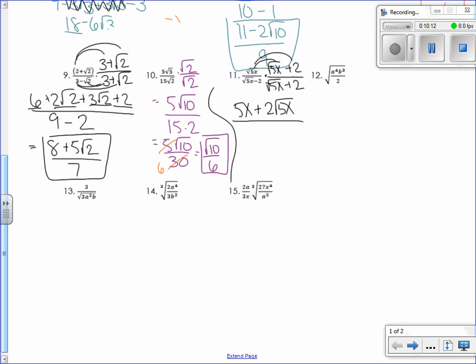And then I FOIL in the bottom. I know I'm going to get a 5x for my firsts. Again, for space, I know that when I do my outers and my inners, they'll cancel. You still show it. And then 2 times 2, that's 4. Nothing factors out. Nothing cancels. This is your final answer.